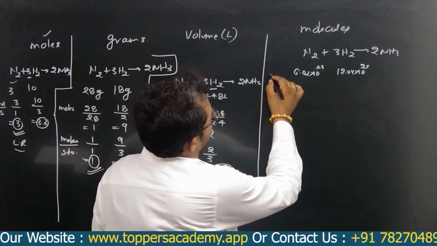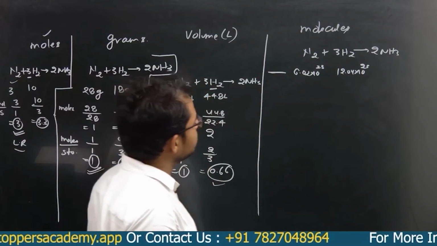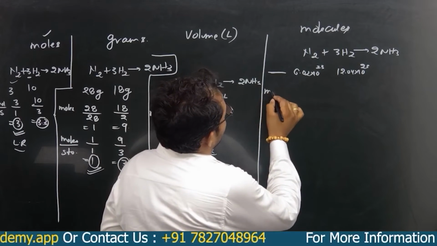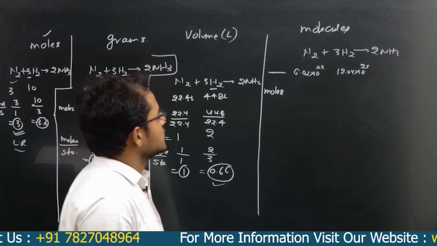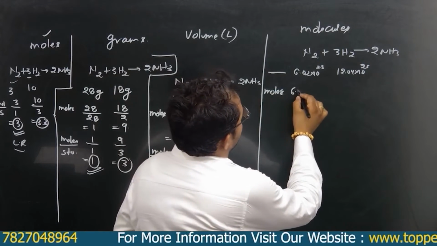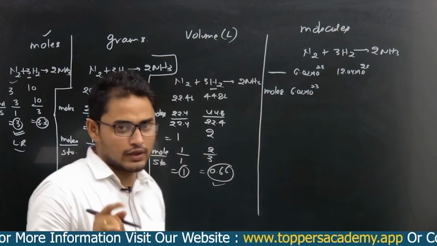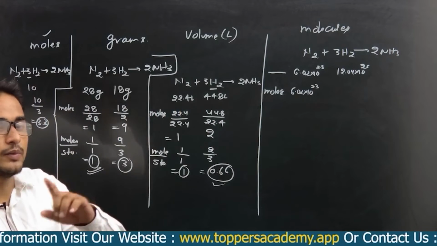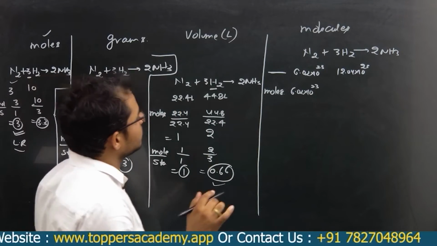It is the number of molecules that is given, right? So in this case, first of all we will find the number of moles. We will divide 6.02 into 10 to the power 23 by Avogadro number, that is 6.02 into 10 to the power 23, and definitely we will be able to know the number of moles in this reaction.